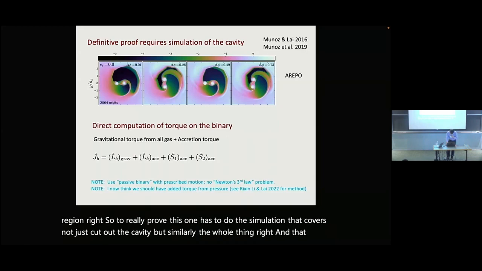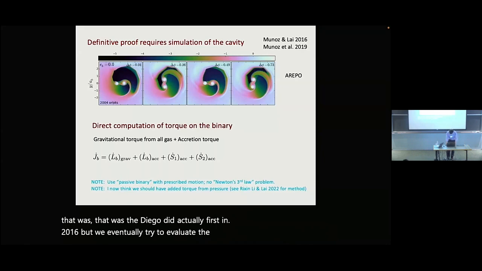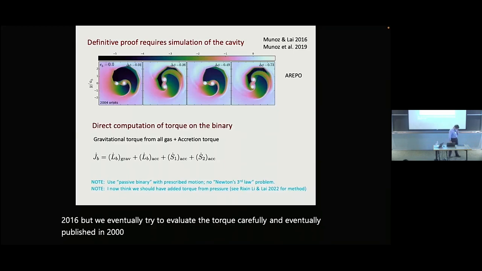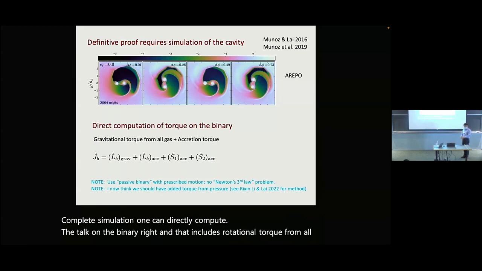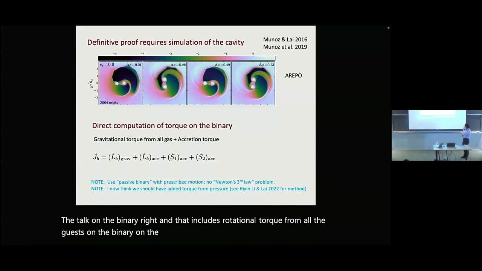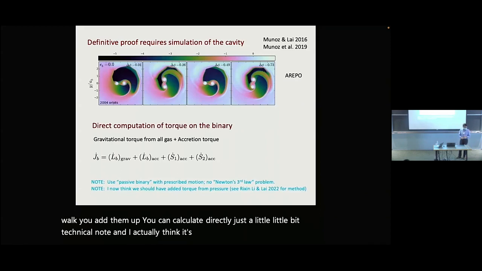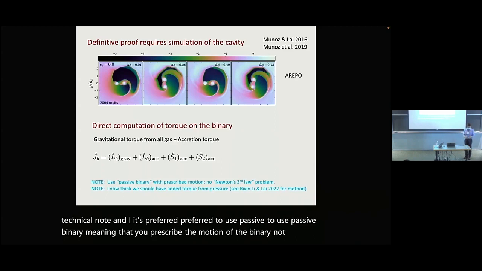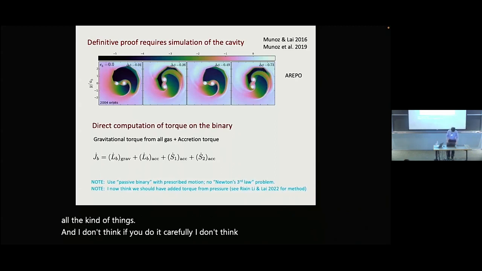And that Diego actually did first in 2016, but we eventually tried to evaluate the torque carefully and they eventually published in 2019. With this complete simulation, one can directly compute the torque on the binary, right? And that includes gravitational torque from all the gas on the binary, on the individual objects, and also accretion torque. You add them up, you can calculate directly. Just a little bit of a technical note: I actually think it's preferred to use a passive binary, meaning that you prescribe the motion of the binary, not try to evolve the binary motion dynamically, because that gives you a lot of control, scaling, all those kinds of things. And I don't think, if you do it carefully, there's a problem with Newton's third law.